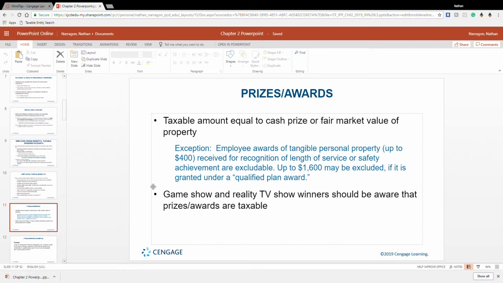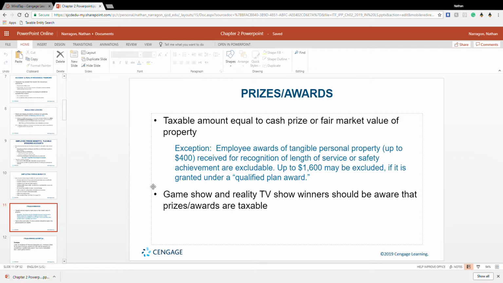Next, let's say you won a prize. You won an award. Woo! Way to go, you! Yes! So these prizes and awards, they are taxable. They are part of gross income. The amount is going to be equal to the cash prize you won or fair market value. So don't think that you're going to just walk away with the lotto winnings and not pay taxes. You're going to have to.